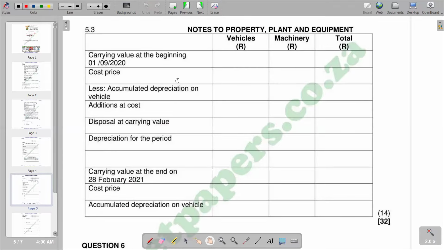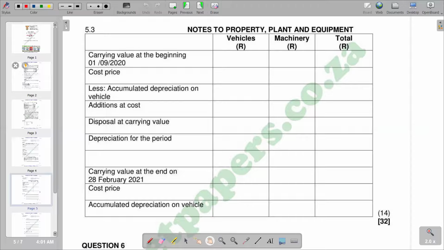So having done this now, we can see the carrying value at the beginning, that is 01/09/2020, at the beginning of the year. Then we have the cost price and accumulated depreciation. We can start with the cost of vehicles at the beginning, and then machinery at the beginning, so that we can proceed to the second part of accumulated depreciation.